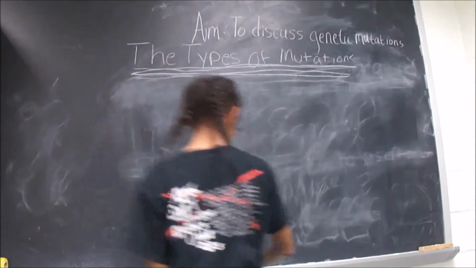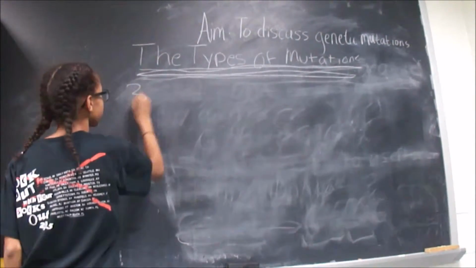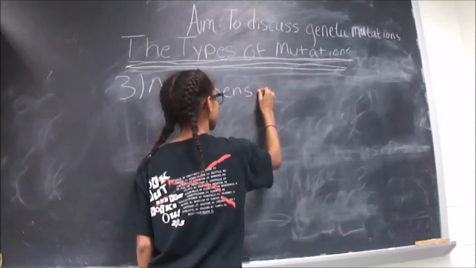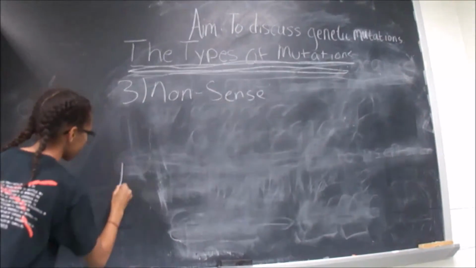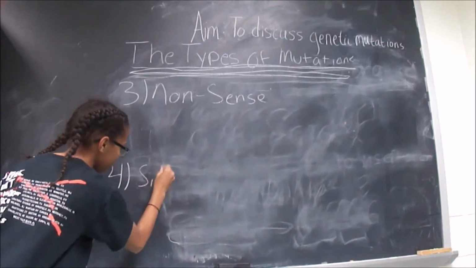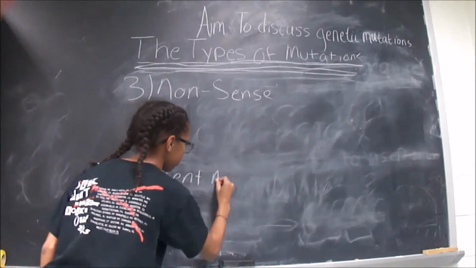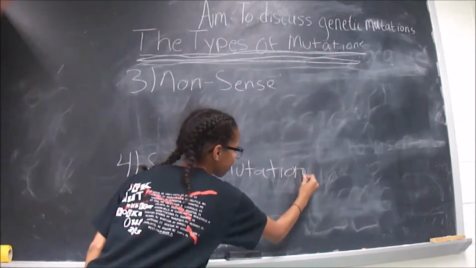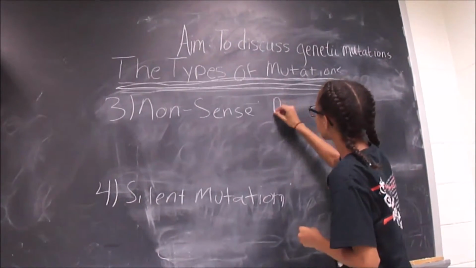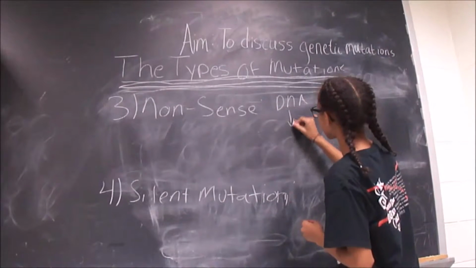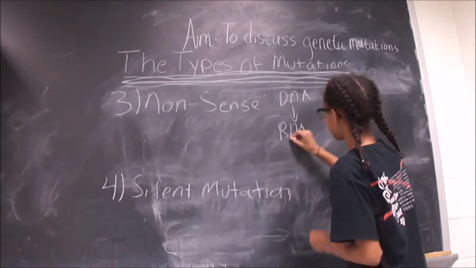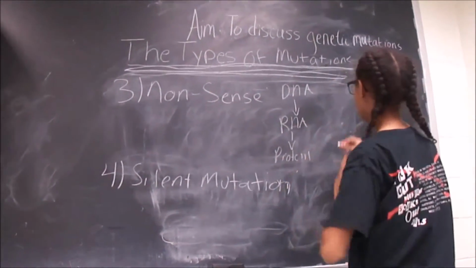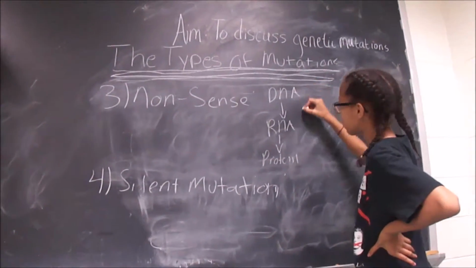So, we have two more types of mutations to talk about. One is a nonsense mutation. And the other is a silent mutation. As we learned before, DNA is made into RNA and then a protein. So now, a nonsense mutation leads to the RNA becoming a stop codon.